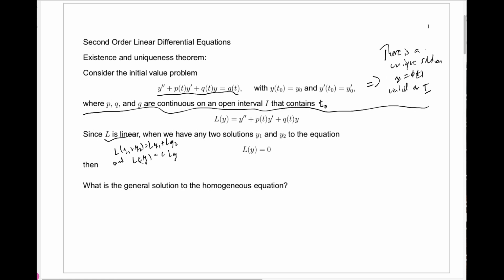And because L is a linear operator, it's easy to see that if we have any two solutions, y1 and y2, to the homogeneous equation, L of y equals 0, that's the same as y double prime plus p of t y prime plus q of t y equals 0, then any linear combination of those two solutions, c1 y1 plus c2 y2, here c1 and c2 are any constants, will also be a solution.